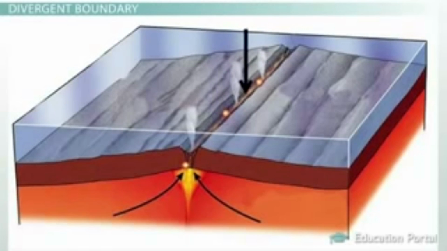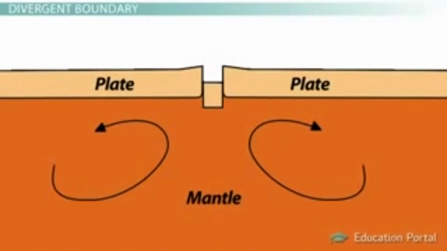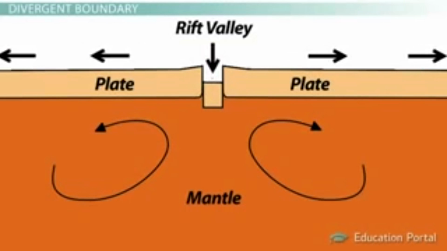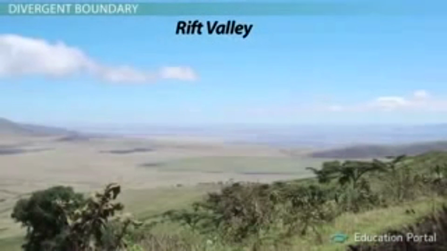Volcanoes are a sign of a divergent boundary. This happens all along the mid-ocean ridge, where magma is constantly streaming to the surface, creating new ocean floor as the plates separate. If a continent happens to be a place where a divergent boundary occurs, then the continent will begin to be torn apart as the sides of the plates separate, creating a rift valley.